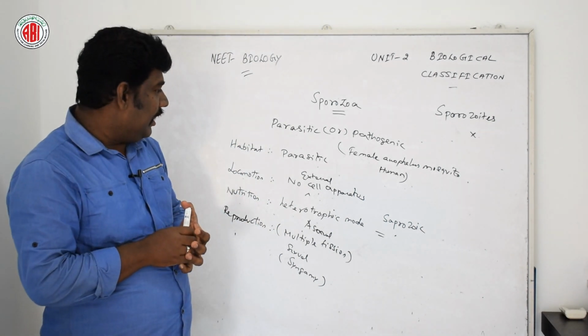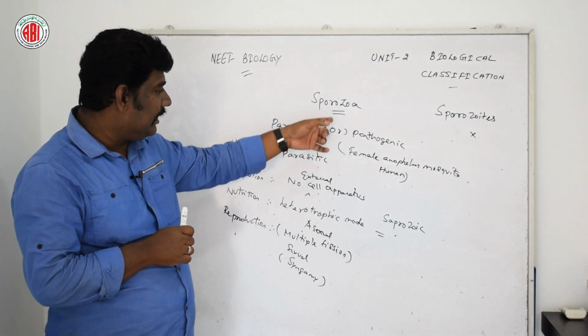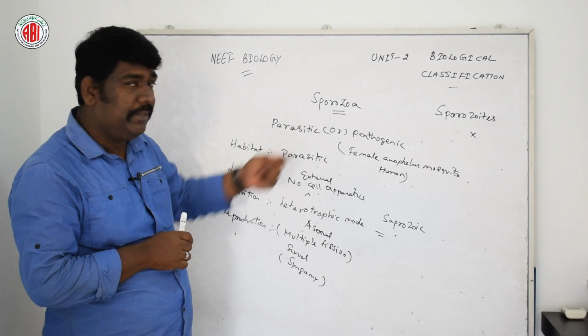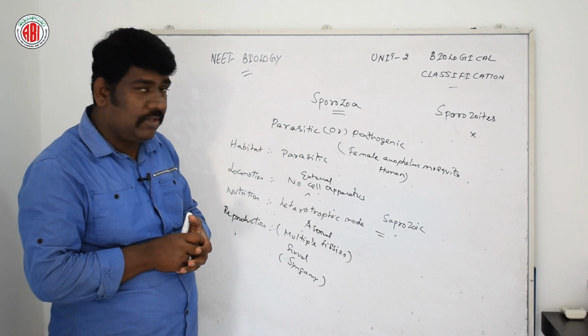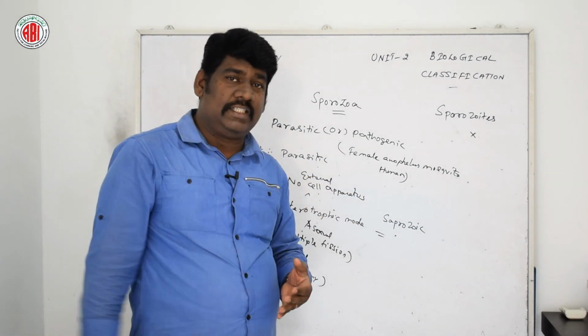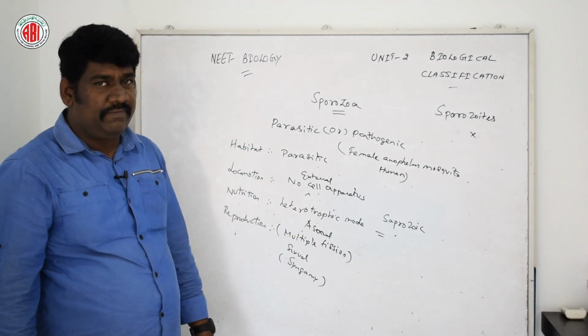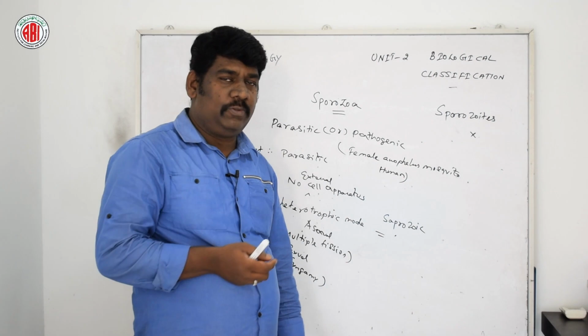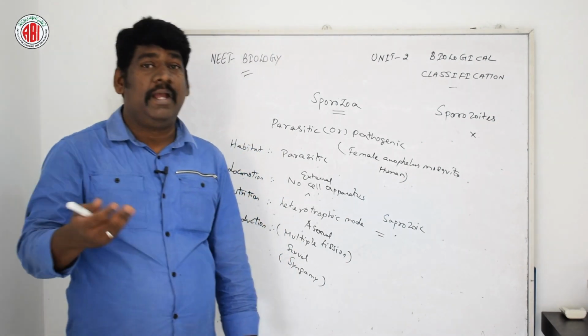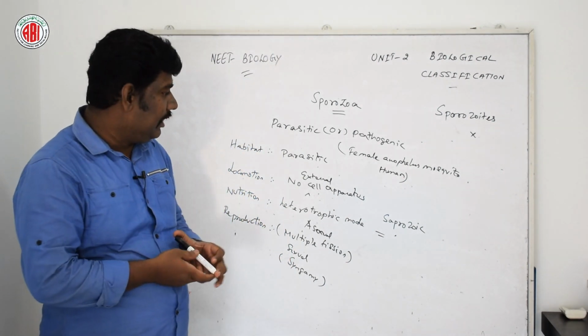Okay, and mostly the organism belongs to this category, Sporozoa. The parasitic mode of organism are also called pathogenic. They are able to cause diseases and infection to the host organism. The best example for Sporozoa is Plasmodium, which causes malaria in human beings, right?